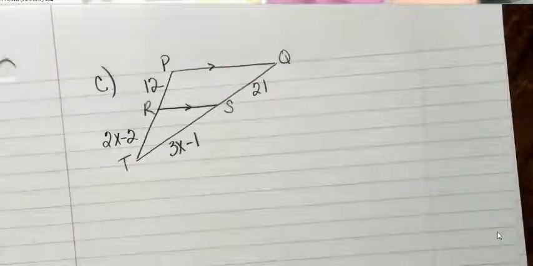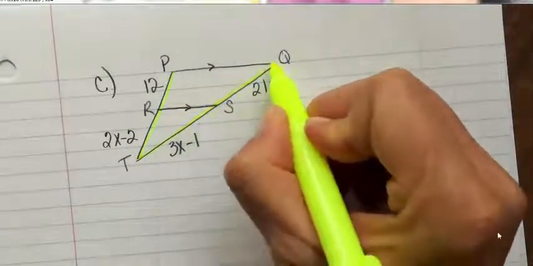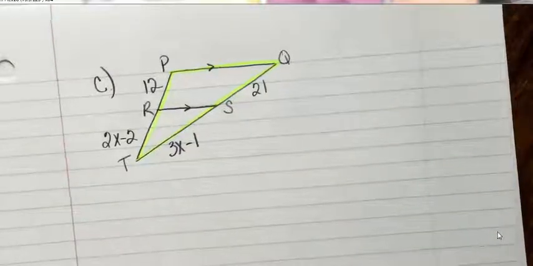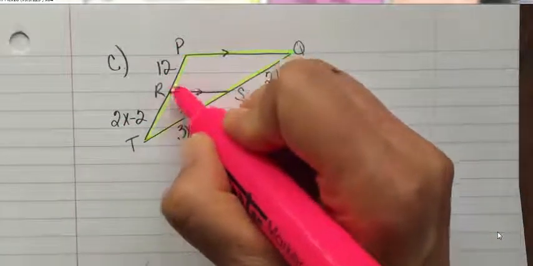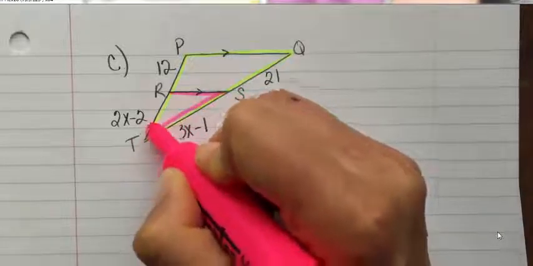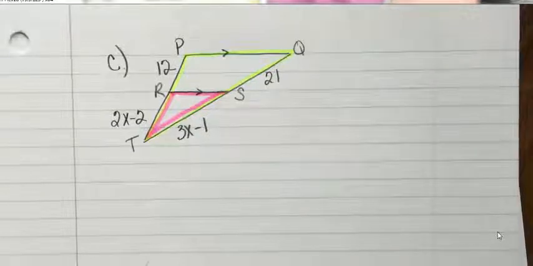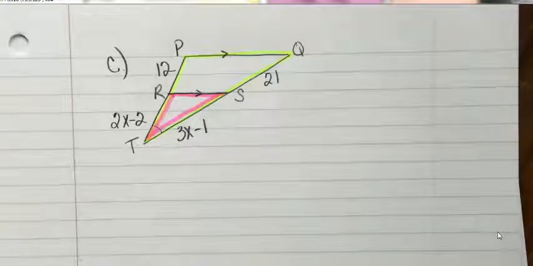Now, the first thing that's important is that you see that there are actually two triangles here. I'm going to use a highlighter to kind of highlight them for you. Big triangle is PQT. There's a smaller triangle here, and that smaller triangle is RST. Now, both triangles have this angle T, right? So they share that angle. So the two triangles that we have here have one congruent angle so far.